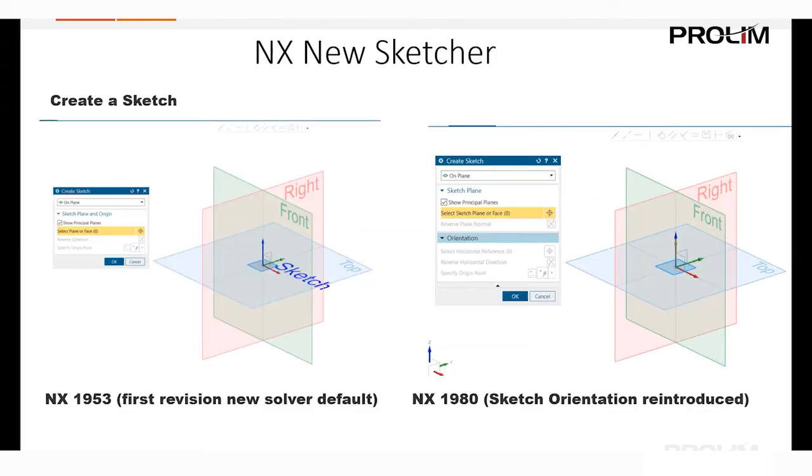So the first area I want to point out is create a sketch. In 1953, you can see that was the first version that we had the new solver as the default. At that time, the orientation was taken away. In 1980, we reintroduced the orientation. This was a request by many of our users. I'll go over and show those two real quick and show how the difference of those two work.